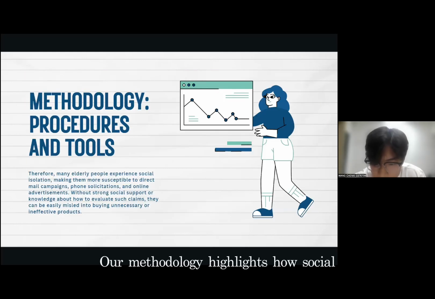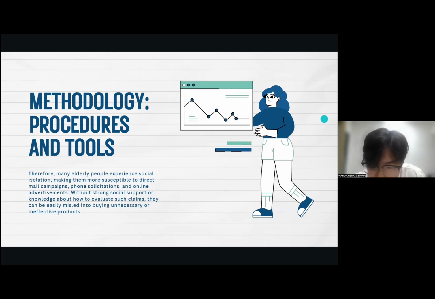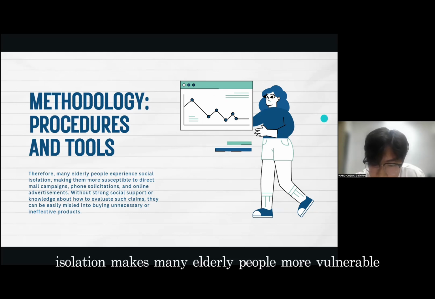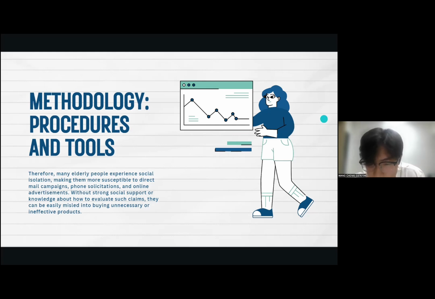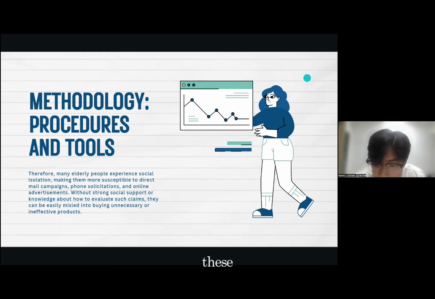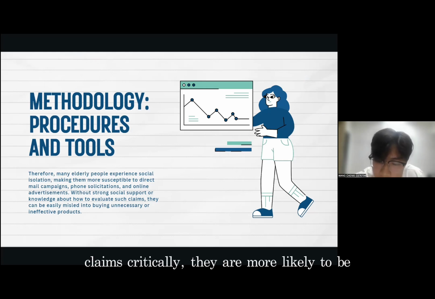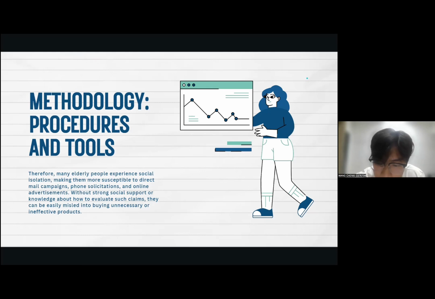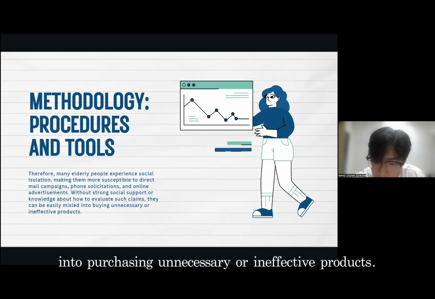Our methodology highlights how social isolation makes many elderly people more vulnerable to targeted ads, with limited social support or knowledge to assess these claims critically. They are more likely to be persuaded by direct mail, phone solicitations, and online advertisements into purchasing unnecessary or ineffective products.